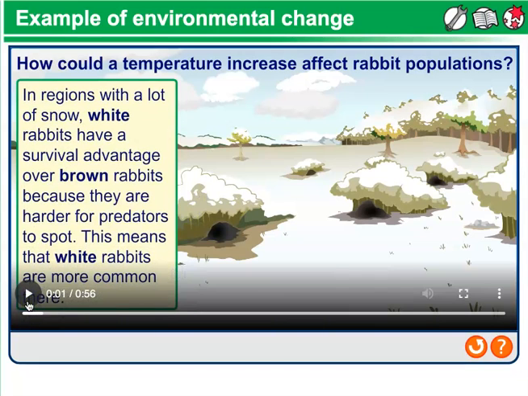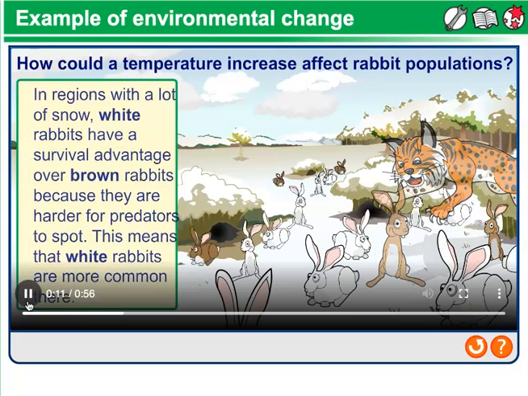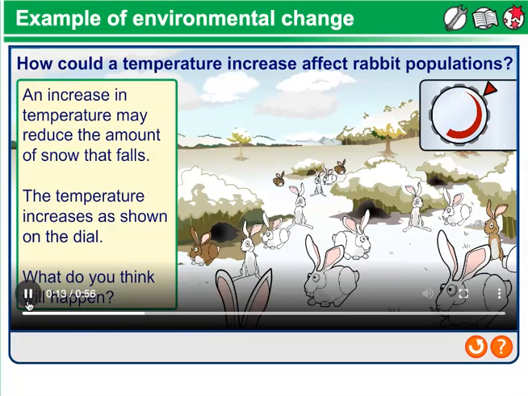In regions with a lot of snow, white rabbits have a survival advantage over brown rabbits because they're harder for predators to spot. This means that white rabbits are more common in this location. An increase in temperature may reduce the amount of snow that falls. The temperature increases, as shown on this dial. What do you think might happen?